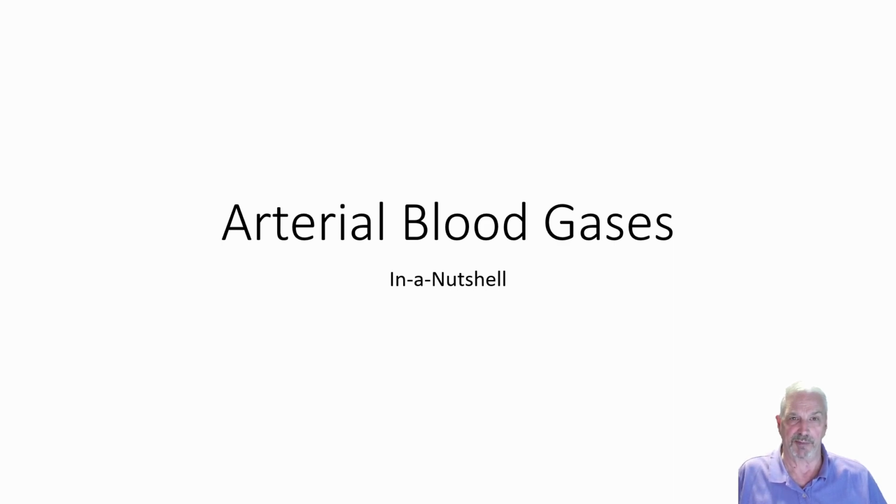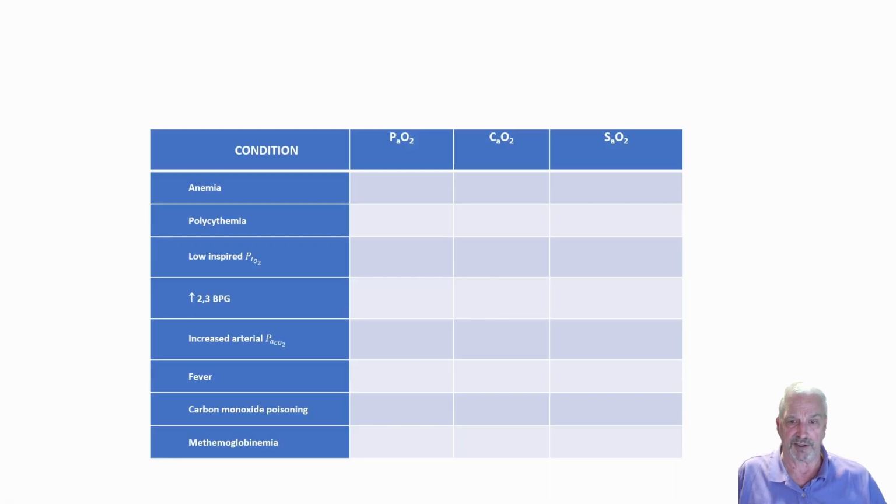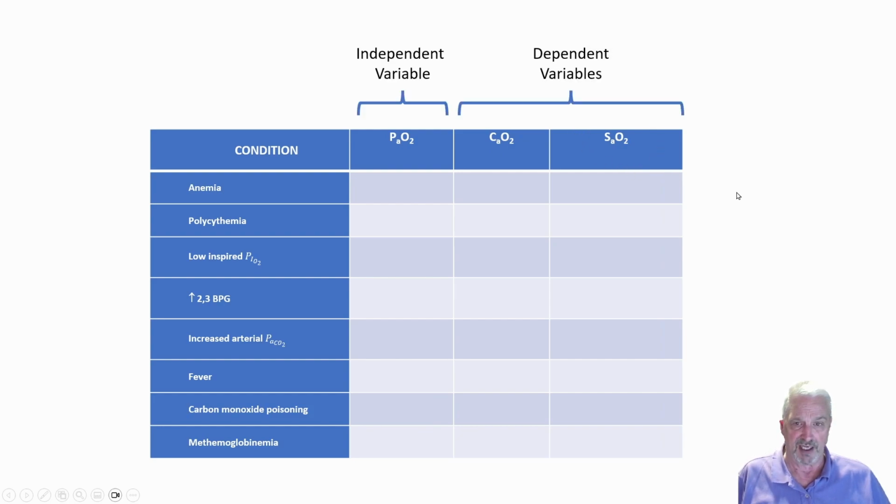Hi, in this in a nutshell module, we're going to look at arterial blood gases. And what we're going to try and do is look at a couple of common clinical conditions: anemia, polycythemia, low inspired PIO2, increases in 2,3 BPG, increased arterial PaCO2, which I hope you remember to think of as hypoventilation, fever, carbon monoxide poisoning, and methemoglobinemia, and try and figure out how they'll affect arterial partial pressure of oxygen, arterial content of oxygen, and arterial saturation of oxygen.